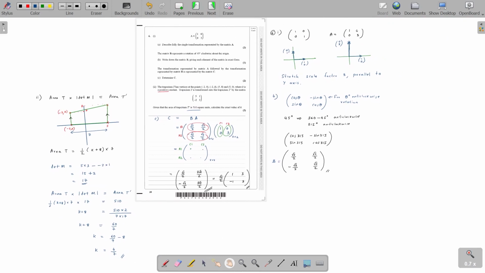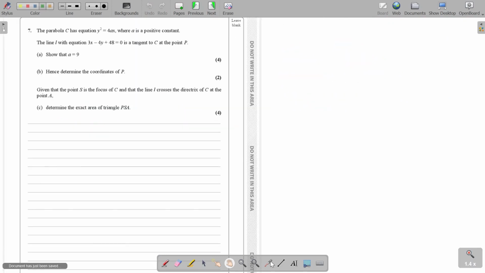Question number 7. The parabola has equation y squared equals 4ax, where a is a positive constant. The line L with equation 3x minus 4y plus 48 equals 0 is a tangent to the curve at point P. Show that a equals 9. Okay, how do we find this? How do we show that a equals 9?